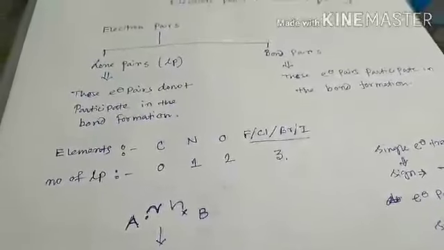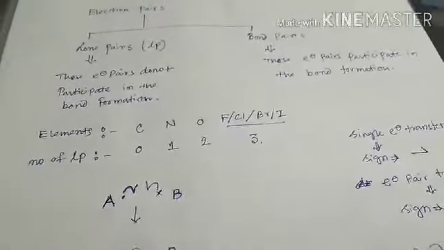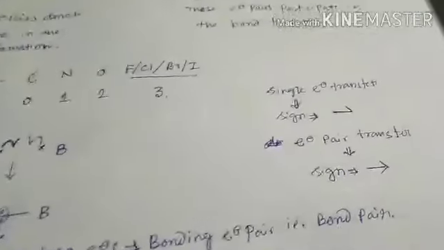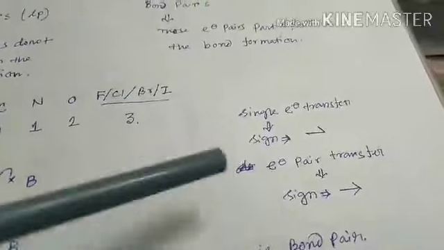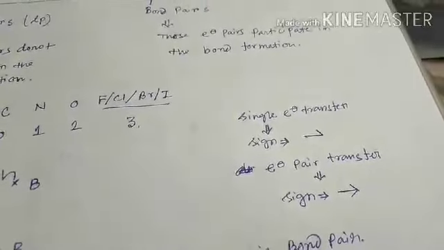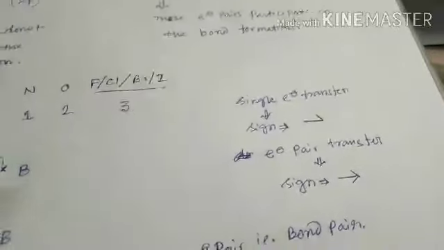Before we learn how bond pairs are formed, we should know this concept. In single electron transfer, the sign is a single arrow, and when an electron pair transfer is going on, the sign will be a double arrow.